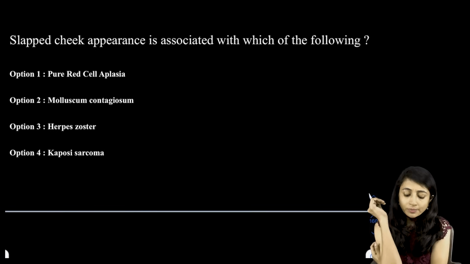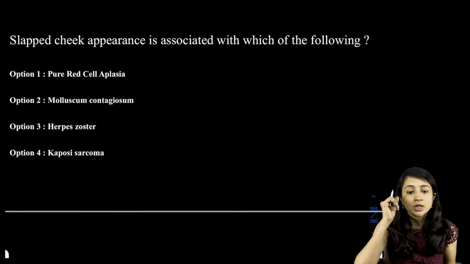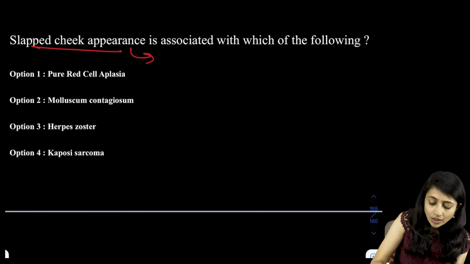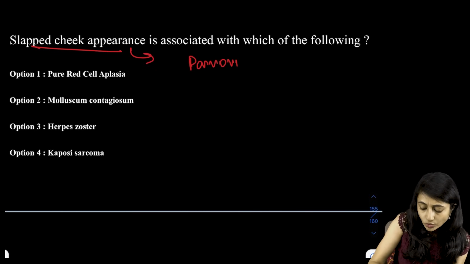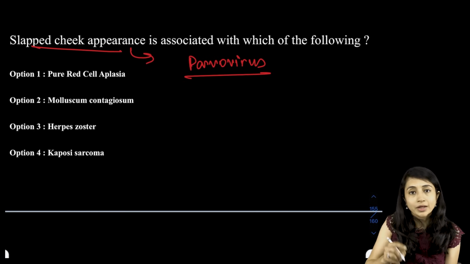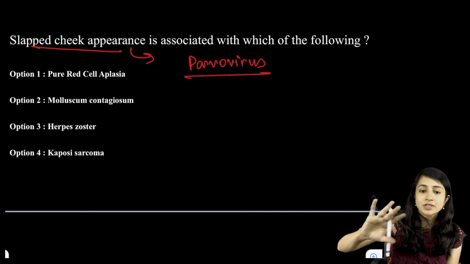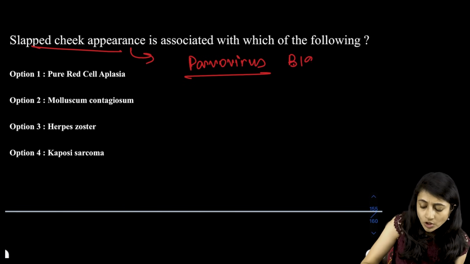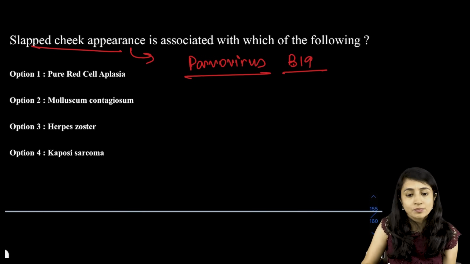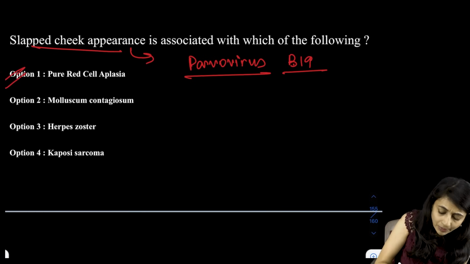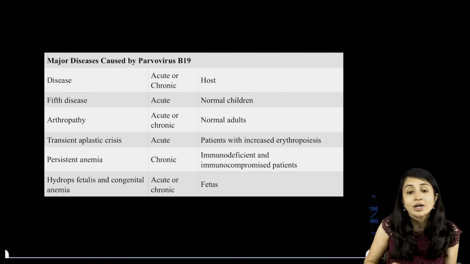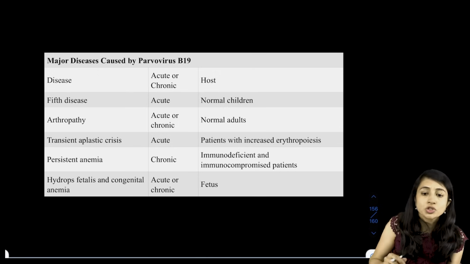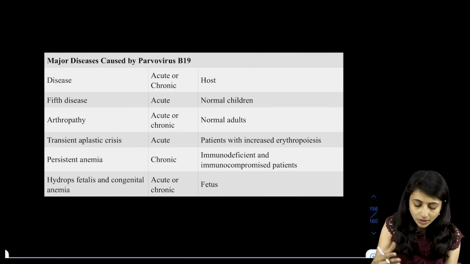Okay. Slap cheek appearance is associated with which of the following? Now, look at the options. You've never read about this. So, slap cheek appearance, we all know, is seen with parvovirus. Sometimes they want to test your extended knowledge about a virus. Usually we have studied slap cheek appearance, parvovirus and everything. But here they want to ask what the associations with parvovirus B19 are. Now, pure red cell aplasia is associated with parvovirus B19. These are some of the important major diseases or associations of parvovirus B19. Since they may ask you anything, I've put it on the table.